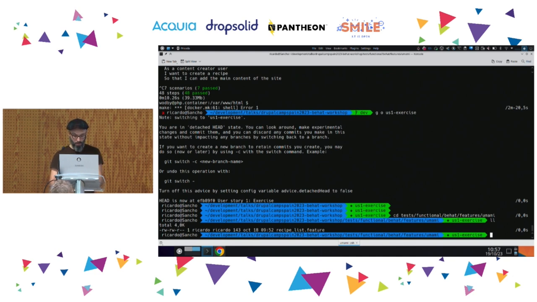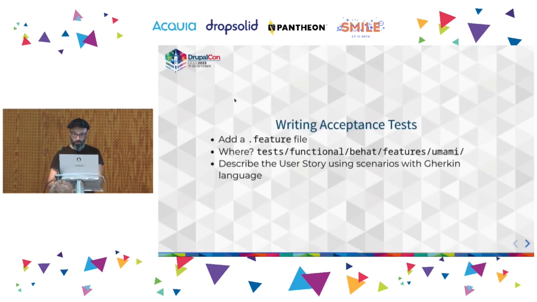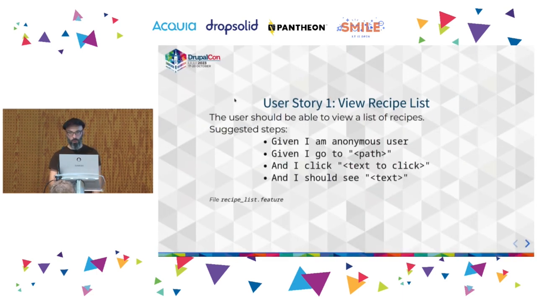Okay, so if we continue, we go to the first user story. That's a very simple user story. That is that the user should be able to view a list of recipes.